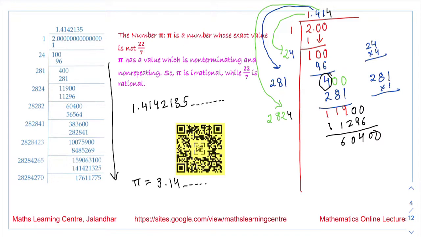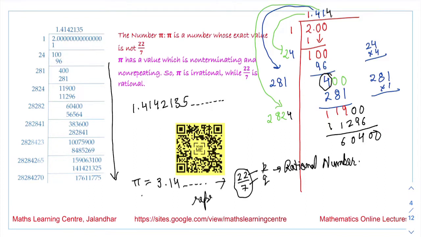But what we assume is that the value of pi is 22 by 7. 22 by 7 is in the form of p by q, so it should be a rational number. If it is this, then it should be a rational number, but pi is not a rational number. This is just a representation, or rather just an approximation of pi for calculation purposes. This is not the exact value of pi.